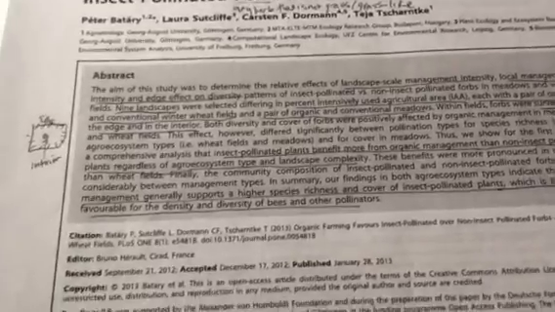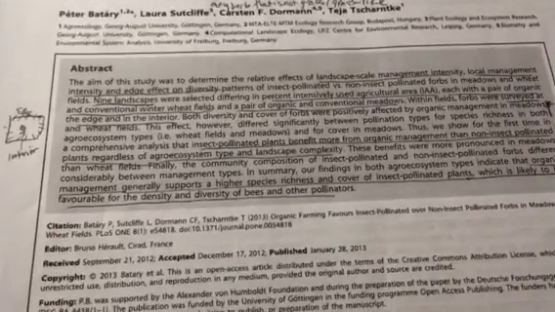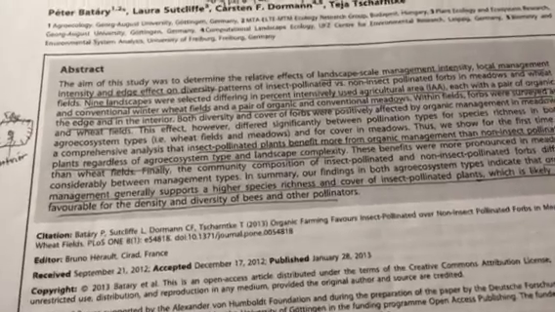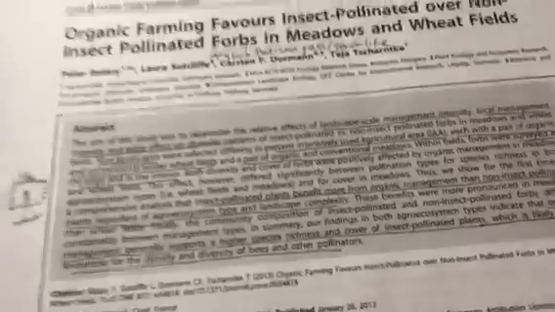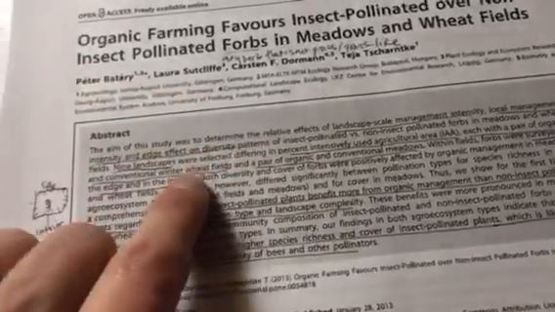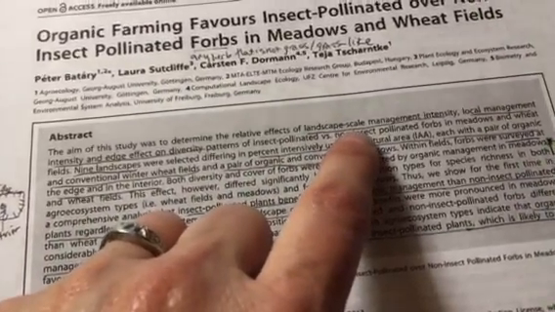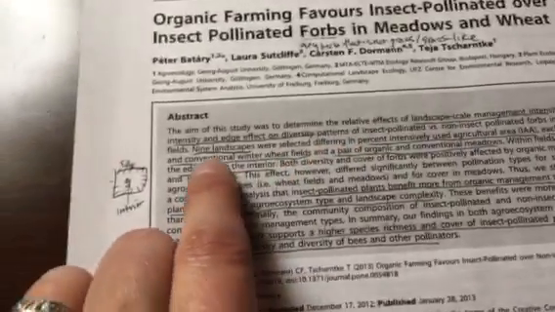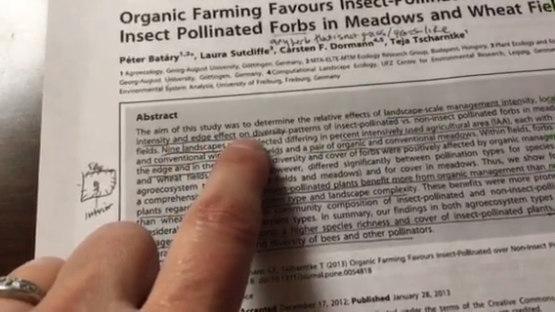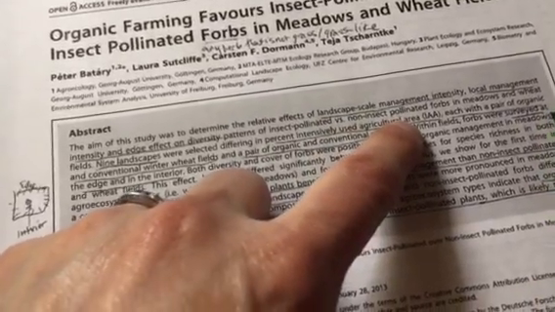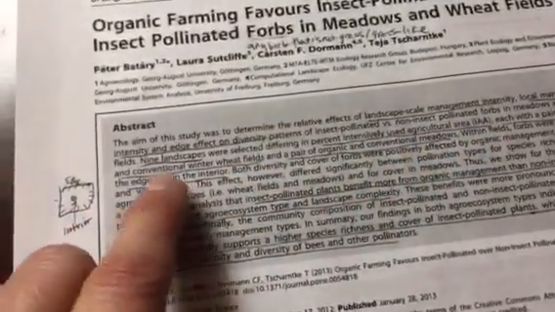So the first thing I did was I looked at the abstract, and the abstract is essentially a summary of what the research is about. You'll see there's some stuff underlined there. Particularly, I looked at what are some of the different things that they're looking at, right? So they're looking at landscape scale management intensity, local management intensity, and edge effect on diversity of insect pollinated versus non-insect pollinated materials, right? These forbs in meadow and wheat fields.